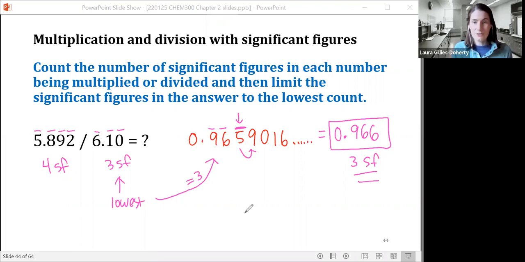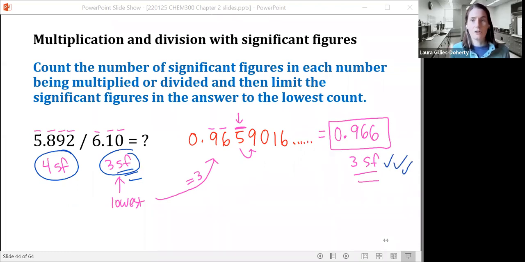So first thing to do when you do multiplication and division, you can plug everything into your calculator, but then you always have to go back and check the sig figs. Count up how many sig figs are in each of the numbers that you're multiplying or dividing. Whichever one has the fewest number of sig figs, that's the same number of sig figs that your final answer can have. And we do a whole bunch of multiplication and division problems when we're doing unit conversions, which is coming up in chapter 2. So you're going to be using this rule all the time in this class.